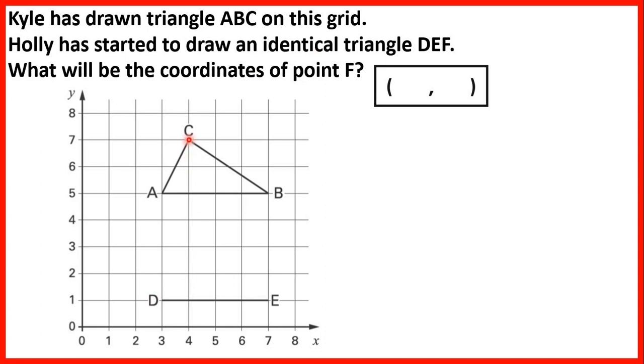Now to get to point C from point A, that's across 1 and up 2. So we can go from point D across 1 and up 2, and we know that point F will be here. So with coordinates, remember we always write the x coordinate first. So if we go down, we can see that we have 4 as our x coordinate, and then if we go across, we can see that our y coordinate must be 3. So the coordinates of point F are 4, 3.